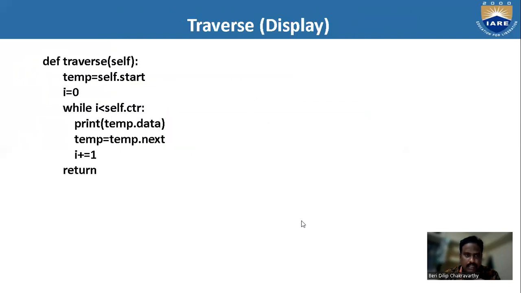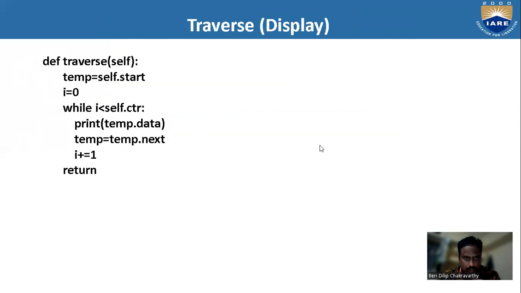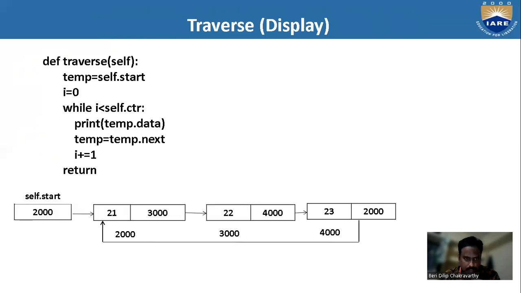Then traversing. Traversing is nothing but moving from the first node to the last node, as we have seen. We'll start with the first node, then move to the next node. We'll shift the temp: first temp points to the first node, then we'll move to the next node, then to the last node. Until we reach the last node, we'll be displaying all the values in the nodes. Observe here, first I reached 21, then 22, then 23.